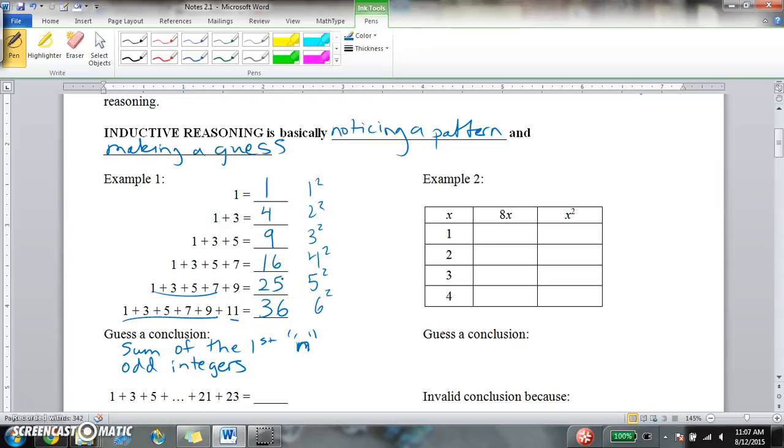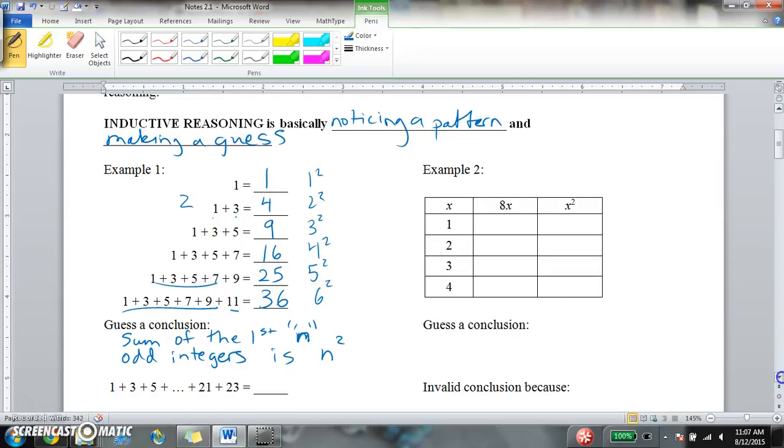So the pattern here is that the sum of the first n odd integers, so if I add up odd integers one after another, I'm always going to get a perfect square. So it would be the sum of the first n odd integers is whatever n is squared. So if I add up the first one, I get 1 squared. So n being 1, I would get 1 squared, which is 1. N being 2, so 2 odd integers, I would get 2 squared, which is 4, and so on and so forth.